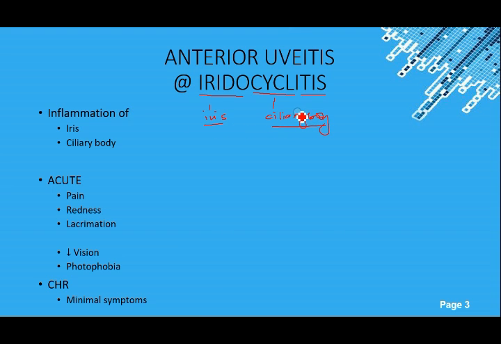Now this inflammation can either be an acute condition or it can be chronic, that means long-standing iridocyclitis. You must understand, when it's acute, the symptoms are more marked, and as it enters chronicity, there are minimal symptoms. So we are more concerned with the acute stage, and that's what we're going to talk about first. We will discuss the symptoms in detail.